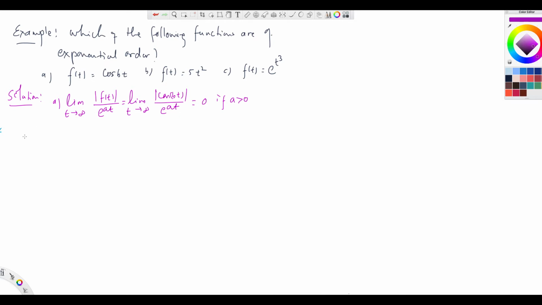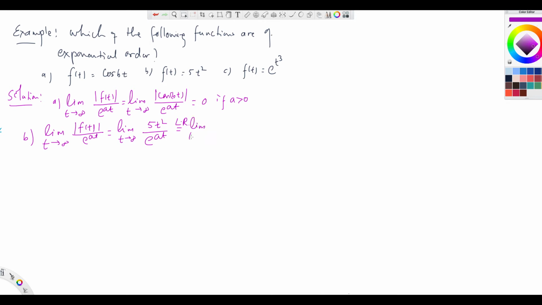Okay, let's do number b. Is the limit as t tends to infinity of f of t over e to the at, right? What is the absolute value of f of t? It is 5t squared. Because it is positive, you don't need the absolute value, over e to the at. If you take the limit there, you will get infinity over infinity, right? So you need to use L'Hopital's rule. How do I use L'Hopital's rule? You find the derivative of the numerator separately and the derivative of the denominator separately.